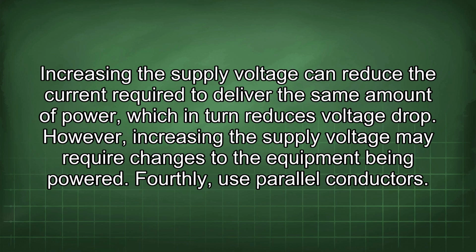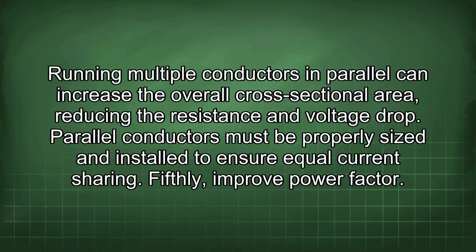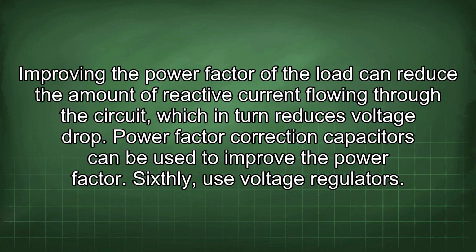Fourthly, use parallel conductors. Running multiple conductors in parallel can increase the overall cross-sectional area, reducing the resistance and voltage drop. Parallel conductors must be properly sized and installed to ensure equal current sharing. Fifthly, improve power factor. Improving the power factor of the load can reduce the amount of reactive current flowing through the circuit, which in turn reduces voltage drop.